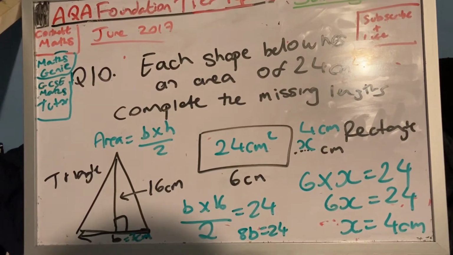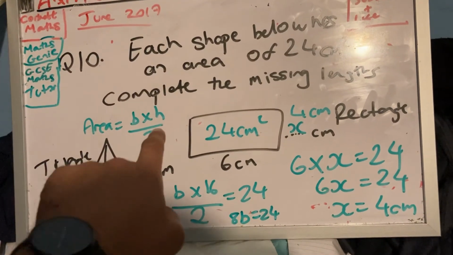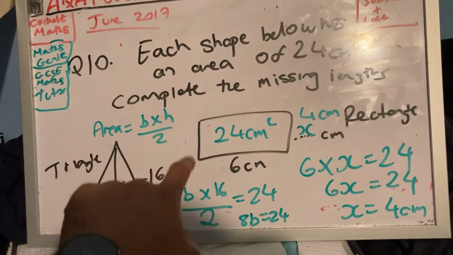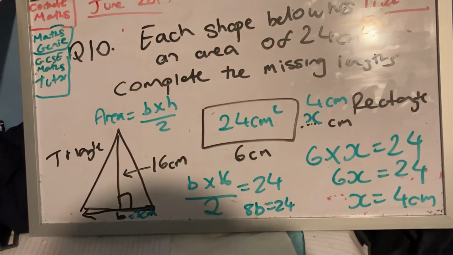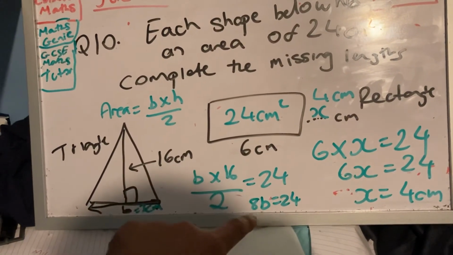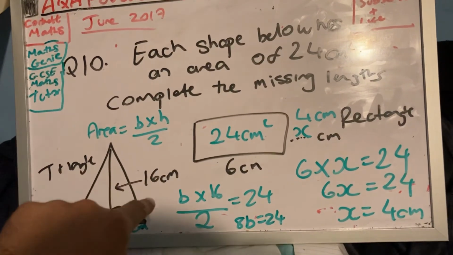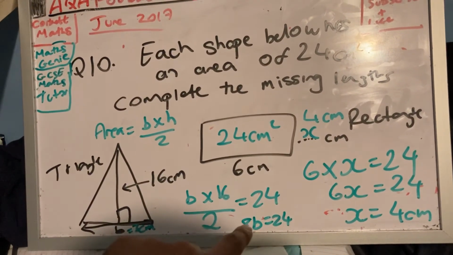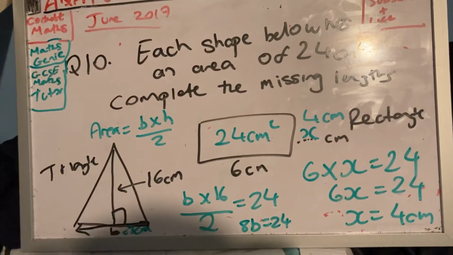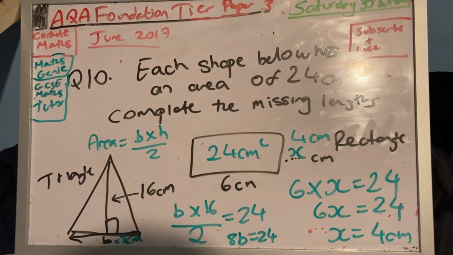Similarly for the triangle, the area of the triangle is base times height divided by 2. So it's base, which we don't know, times 16 divided by 2 has to equal 24. On the left-hand side, 16b over 2 is 8b. 8b is equal to 24. Therefore, b must equal 3 centimeters, because the opposite of times by 8 is to divide by 8. So dividing both sides by 8, I get b is equal to 3. So that is my answer for question number 10.